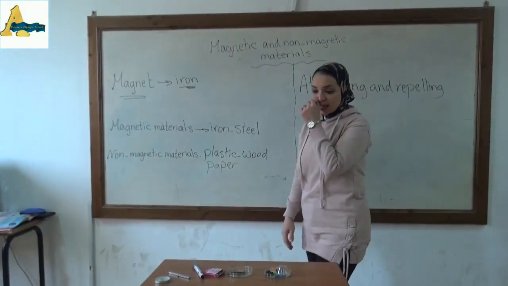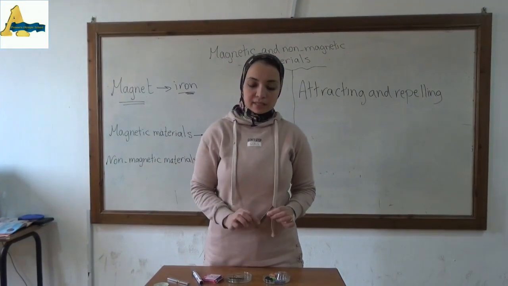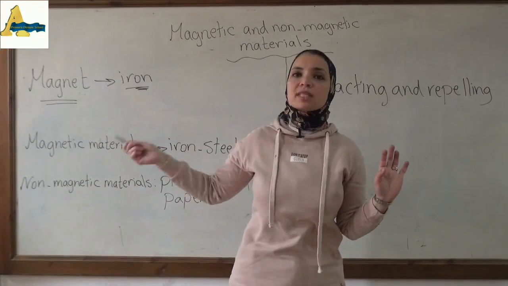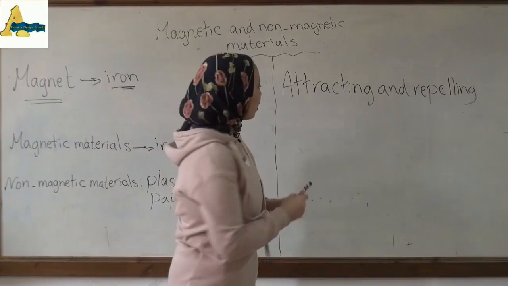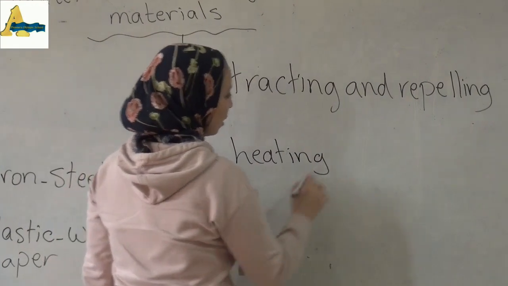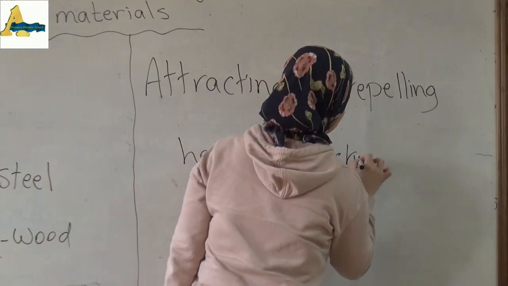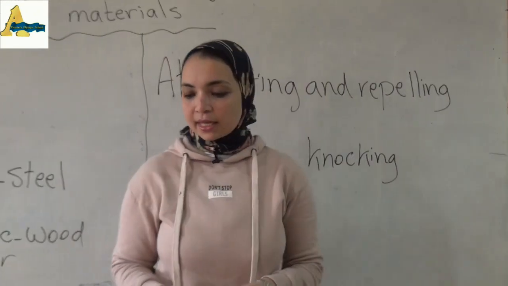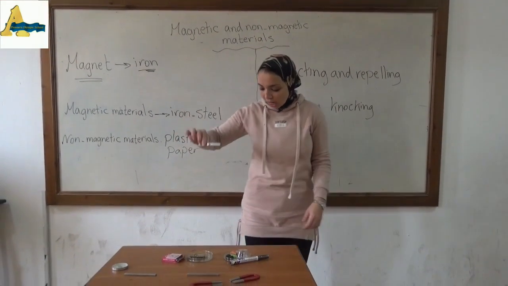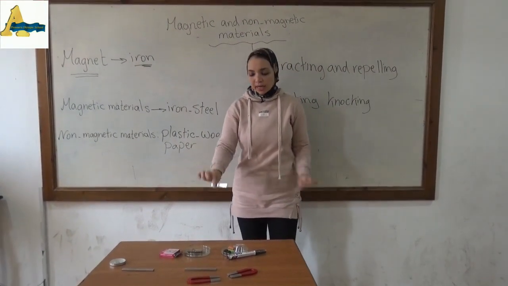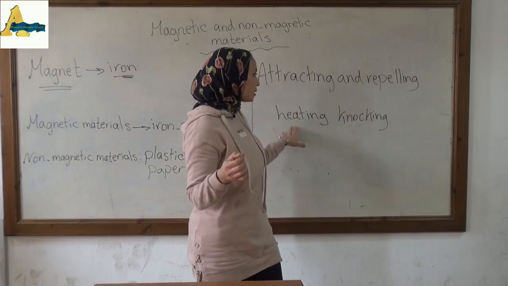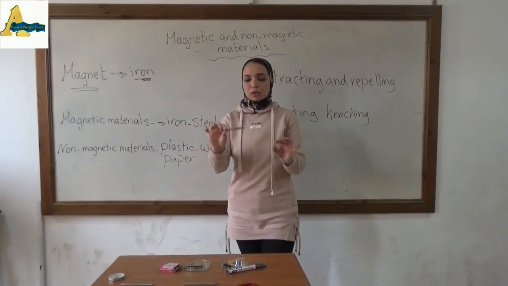Now, does the magnet lose its magnetism? Does the magnet lose its ability to attract magnetic substances? Yes. How? By heating or knocking. If I heat it, or I knock it, or I drop it on the ground, several times, it loses its magnetism.